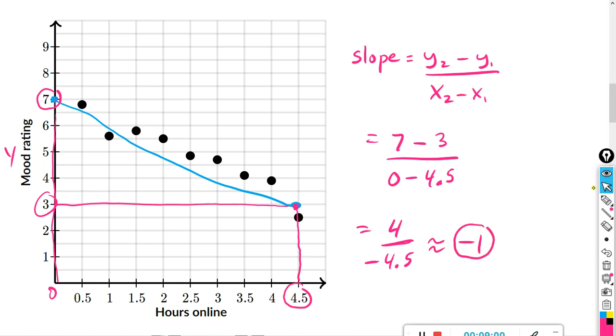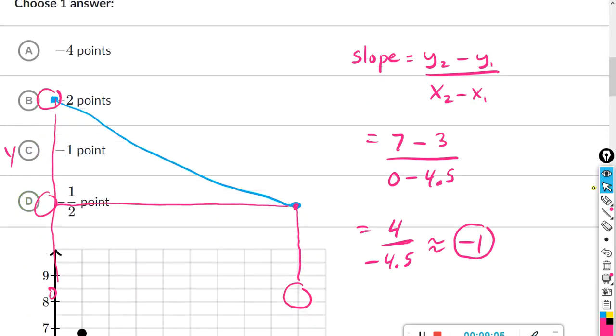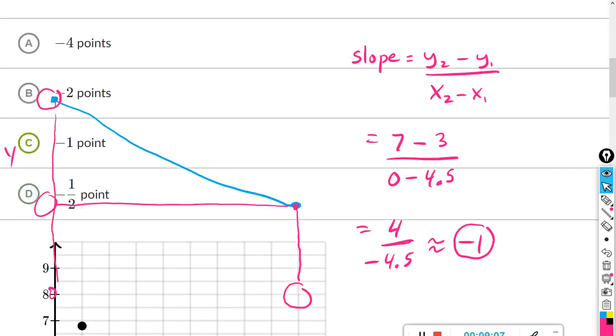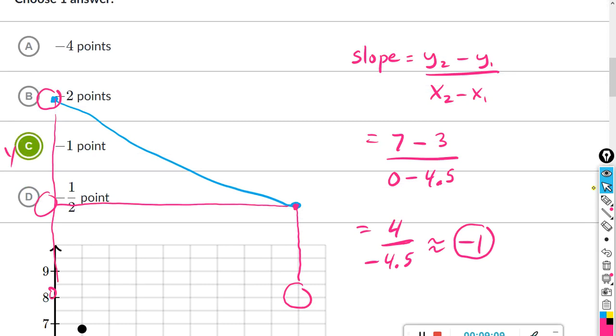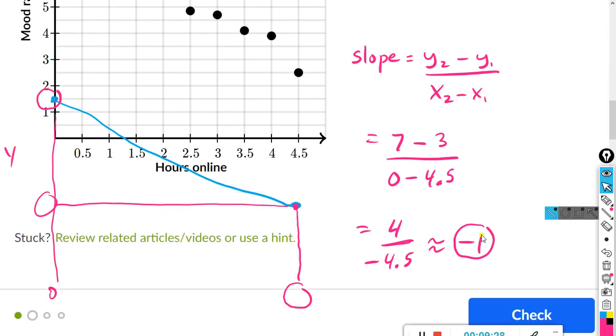All right, so let me see if I can find a slope of negative 1. Okay, and sure enough, you can see that answer C is negative 1. Okay, so if you were to do 4 over 4.5 as a fraction, that would be 4 over negative 4.5. That would be negative 8/9. Okay, we don't have anything as far as 8/9. You just choose the closest one. So that's negative 1.